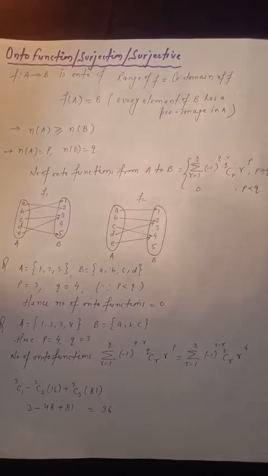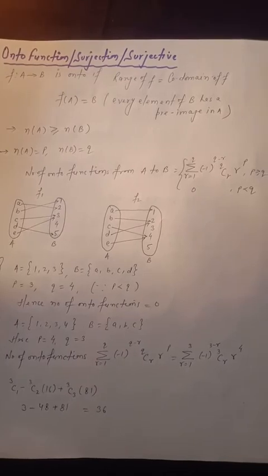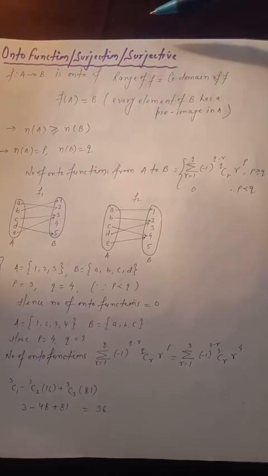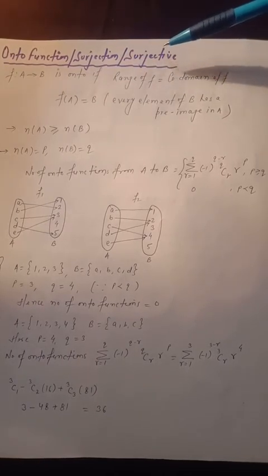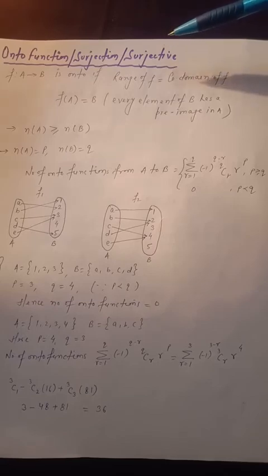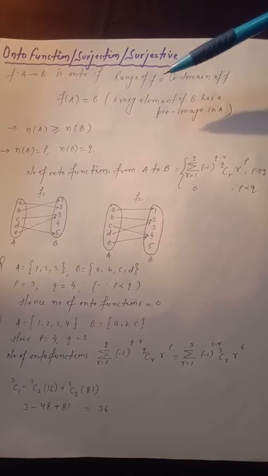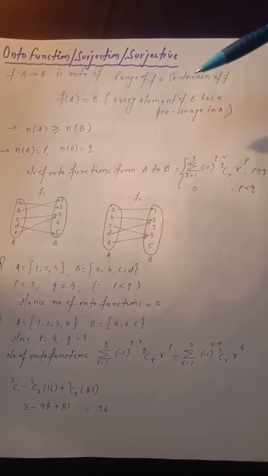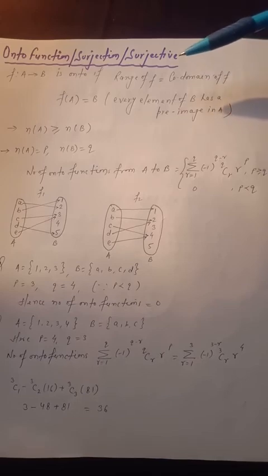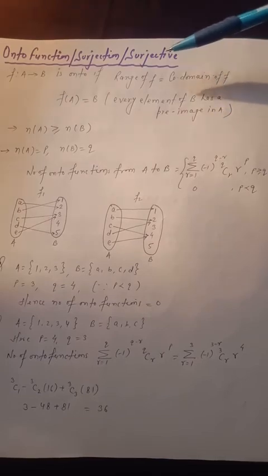Now come to the second type of function, which is onto function or surjection or surjective. So we have seen if a function is not a one-one function, then it will be many-one. So a function will be either one-one or many-one. But the second type is onto or surjective or surjection.